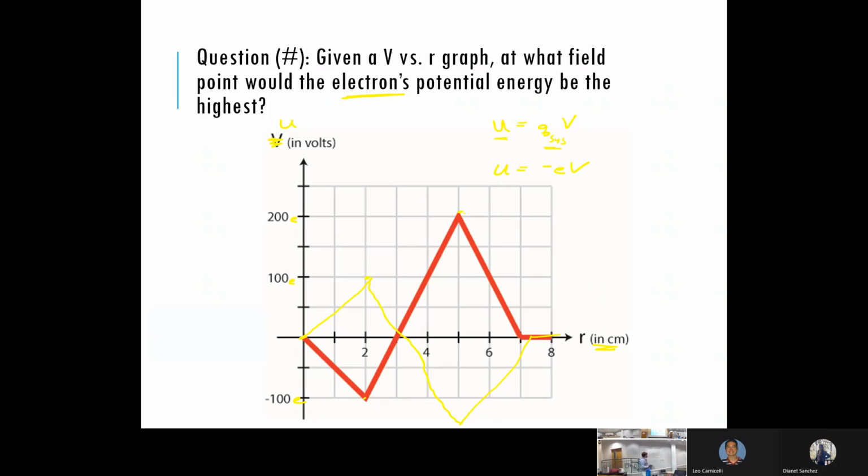So highest at about, I shouldn't say about, 2 centimeters. Yay, nay? Yes.